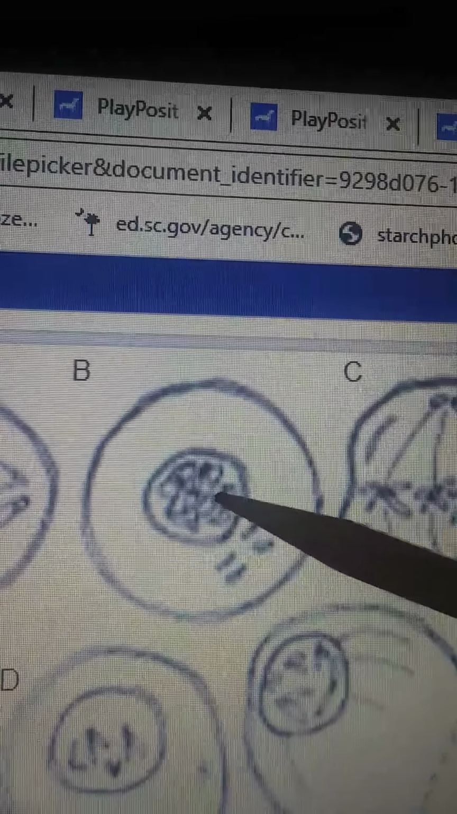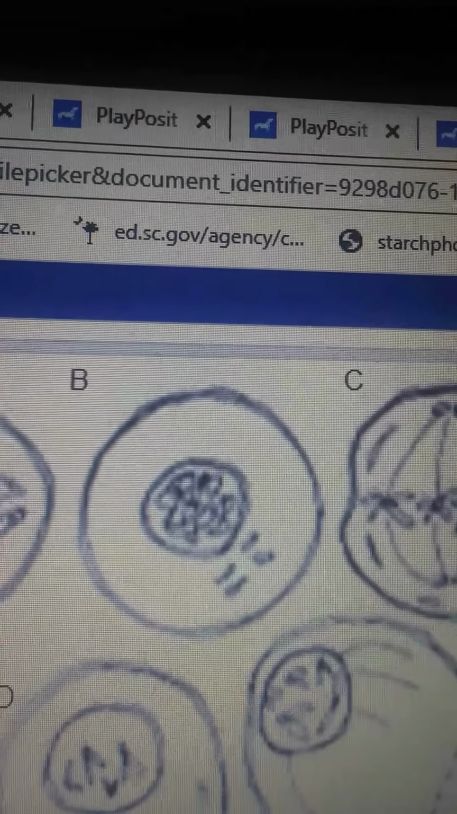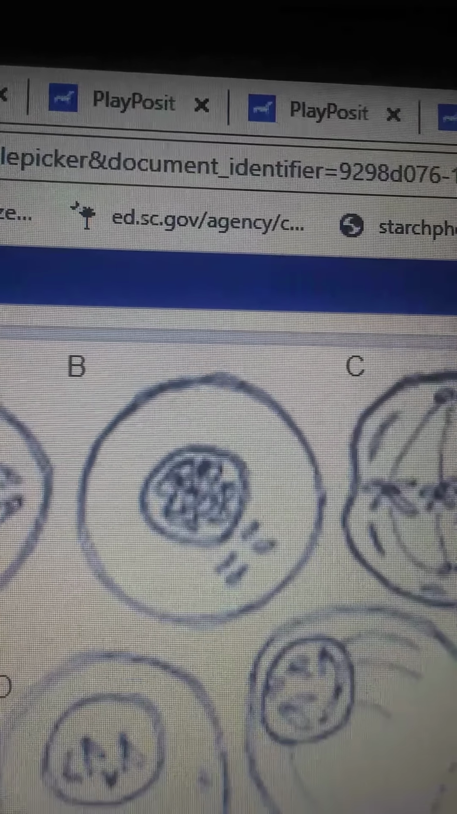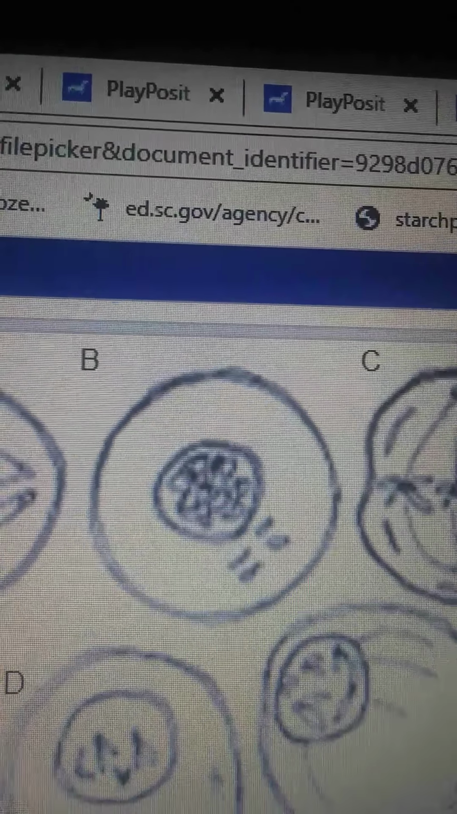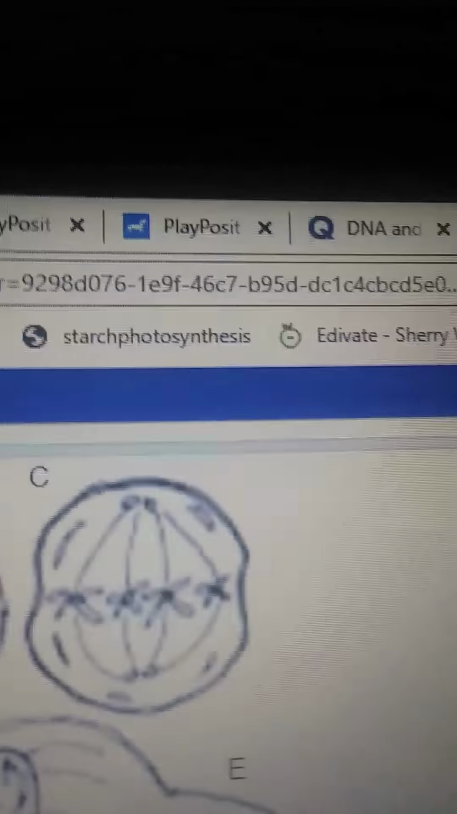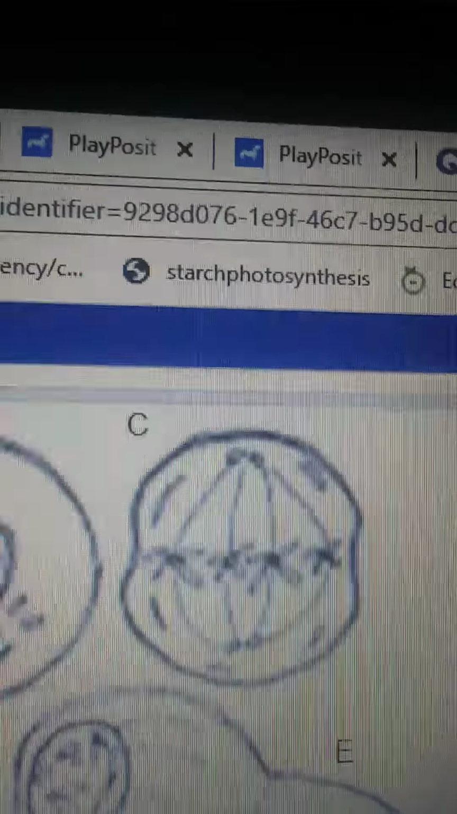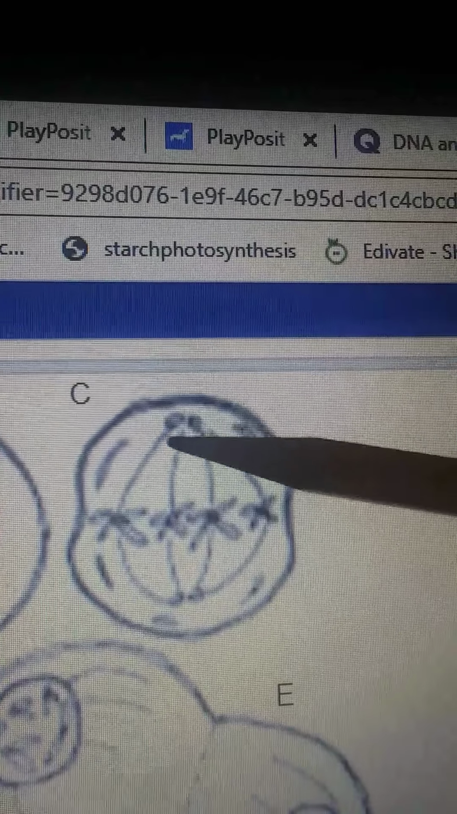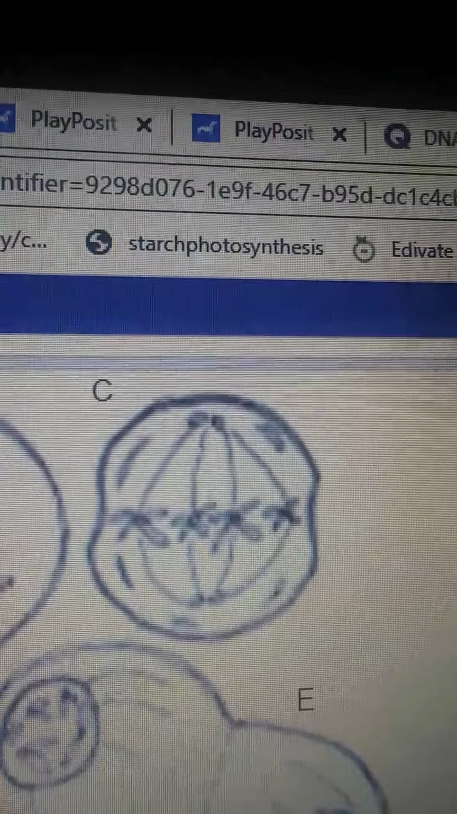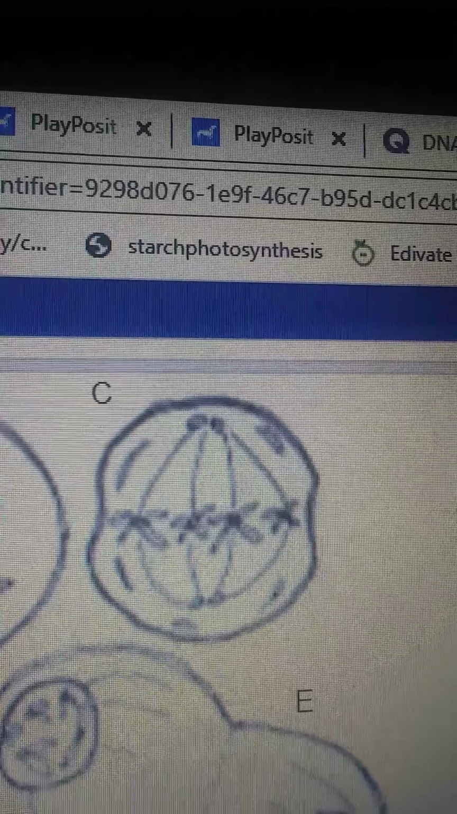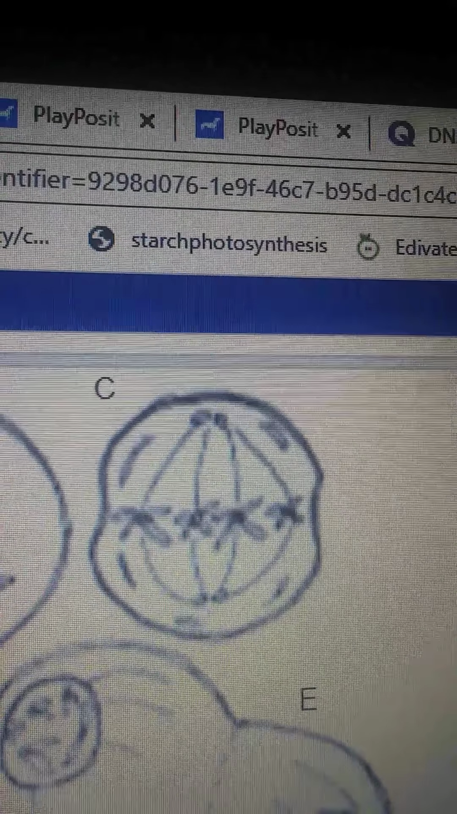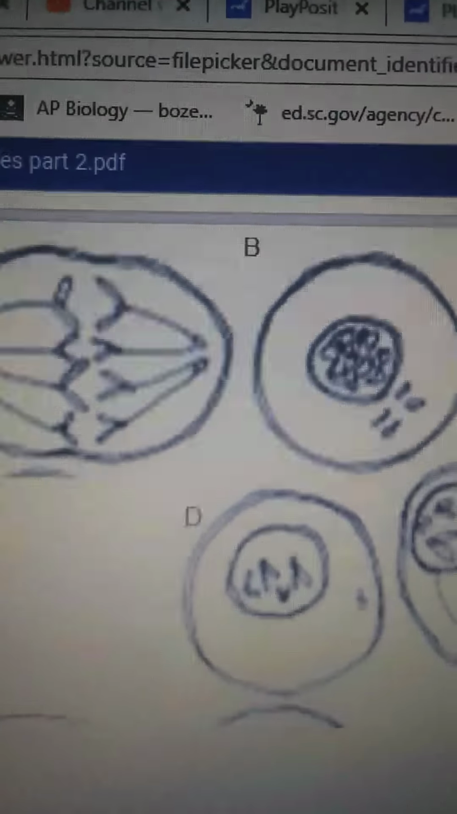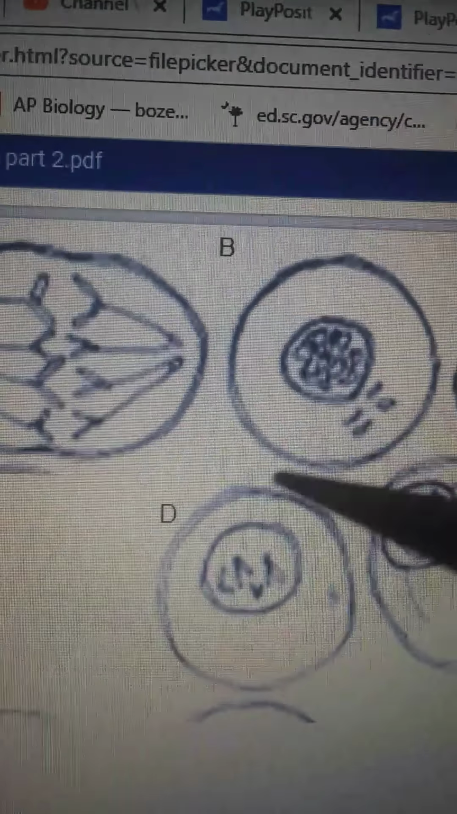Move on to B. I see this nucleus here, just kind of huddled up chromosomes. What phase do you think that is? Good, that is interphase. What are these chromosomes doing here? Look at the spindle fibers connected to them. Got these little centrioles at the end. What would you call this phase? Good, that is metaphase.